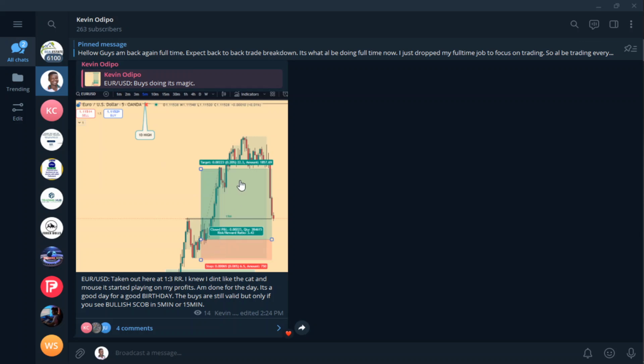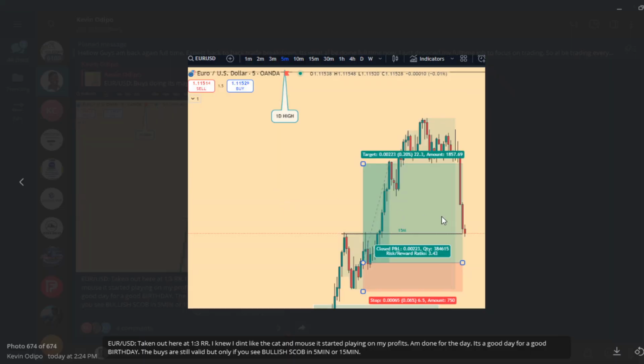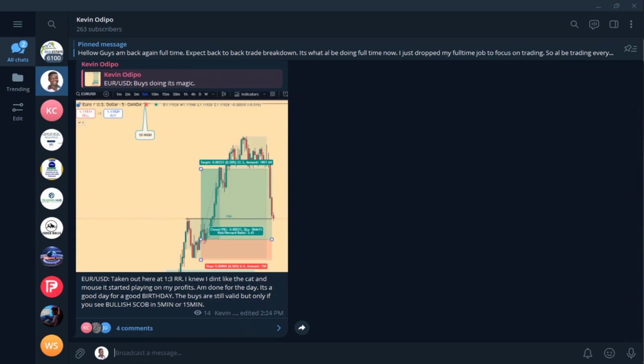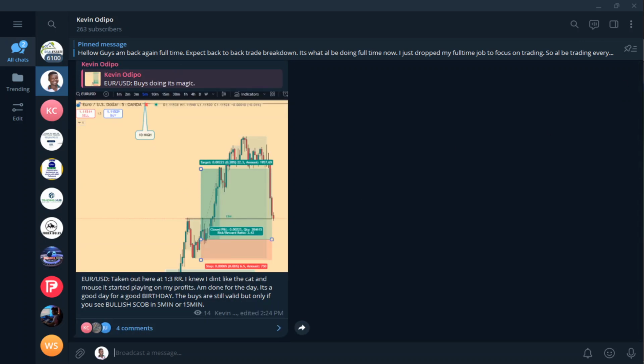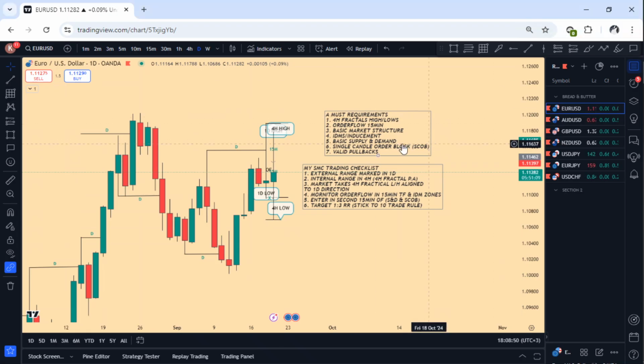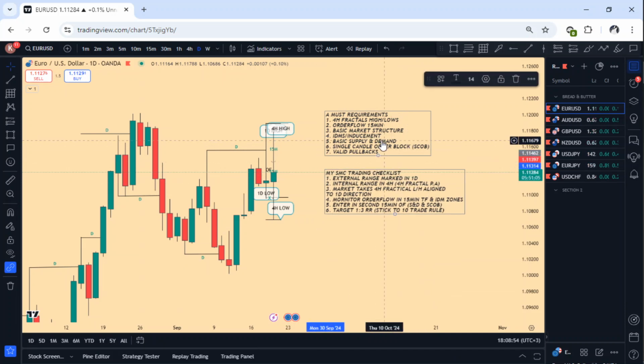So this is the trade I took. You can see it's there. It was more than 1 to 3, but it just took 1 to 3. So this is where it all started. I'm going to explain the procedure under which the trade was taken and how it started and then how it all ended.